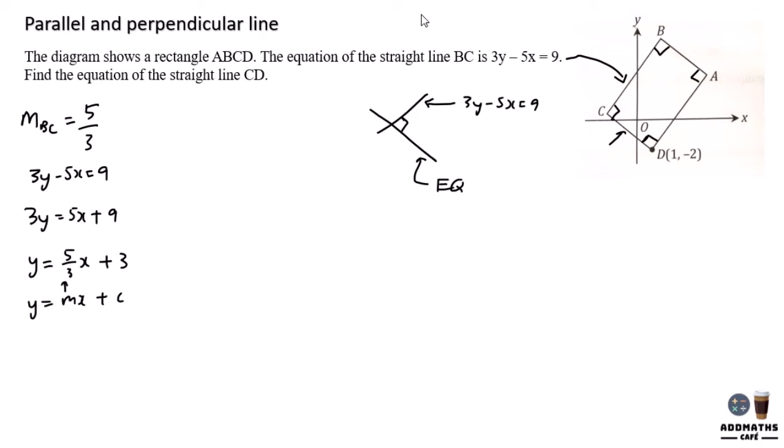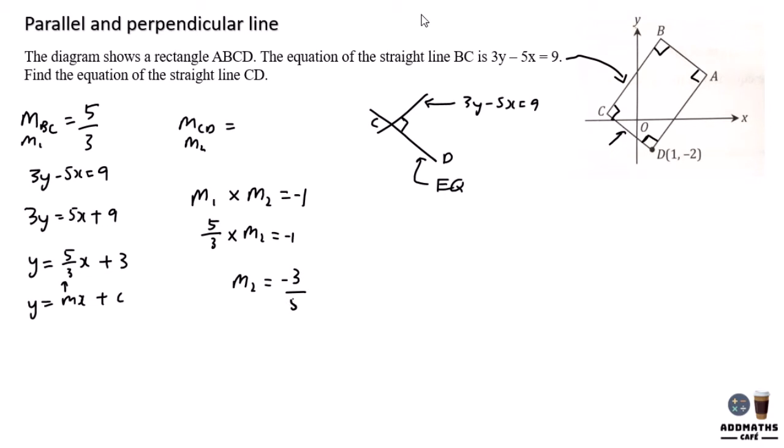To find the gradient of CD, let's say this is C, this is D. You are required to make this M1 and this M2. And you know that M1 times M2 will then equal -1. So 5 over 3 times M2 equal to -1. M2 then will become -3 over 5. So your gradient of CD will be -3 over 5.